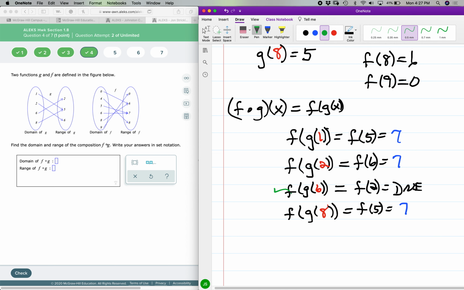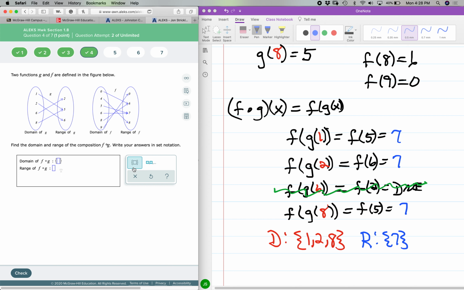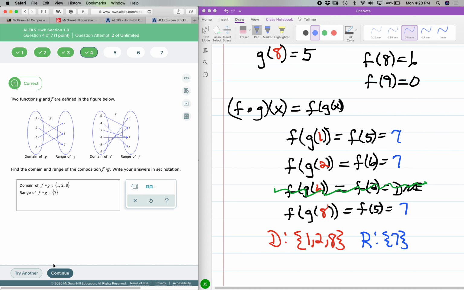Considering that this part does not exist, now we're going to have, in the case of the domain, the values 1, 2, and 8. And in the case of the range, it will consist of just the number 7. So again, the domain is 1, 2, and 8. For the range, we have just the number 7. And checking the result, that is correct.